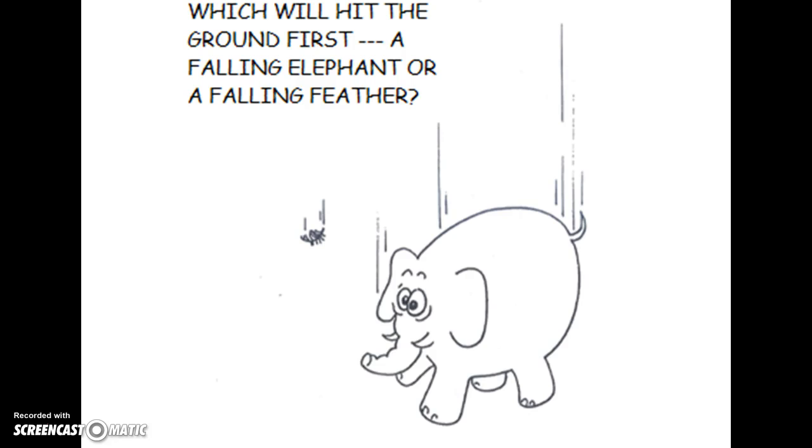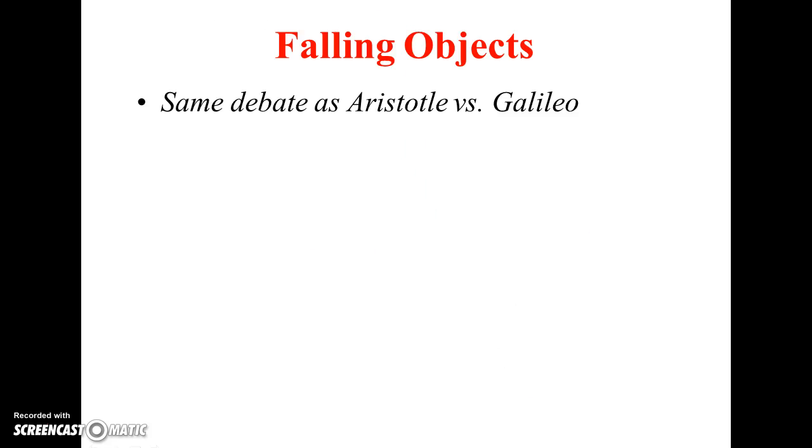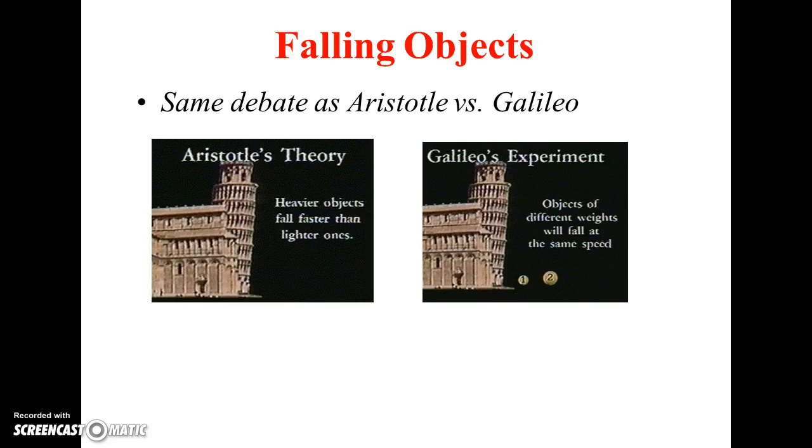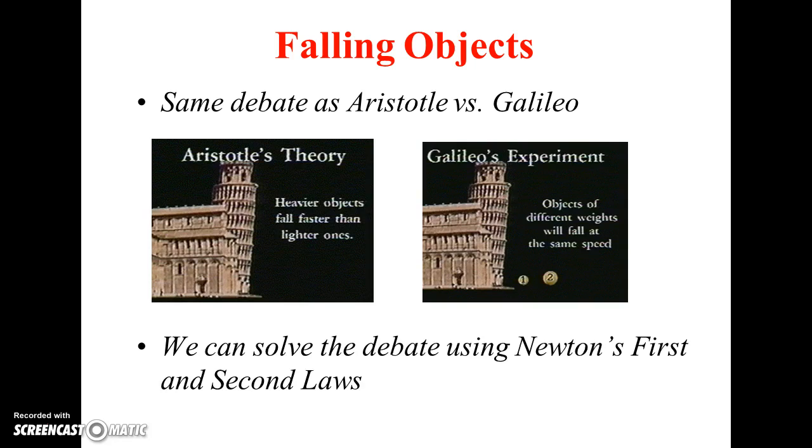So question, which one of the objects is going to hit the ground first? The feather or the elephant? We can have the same debate about who was right, Aristotle or Galileo. Aristotle said the heavier object is going to strive to get to its resting place faster than the light one. Galileo says that it doesn't matter what the object weighs or how much mass the object has, that they're both going to accelerate at the same rate and hit the ground at the exact same time. We can solve the debate using Newton's first and second laws now.